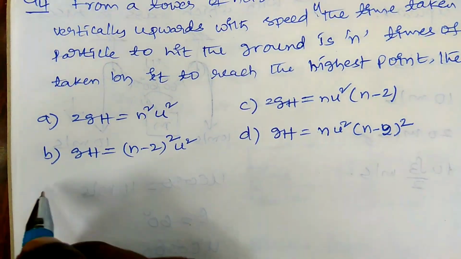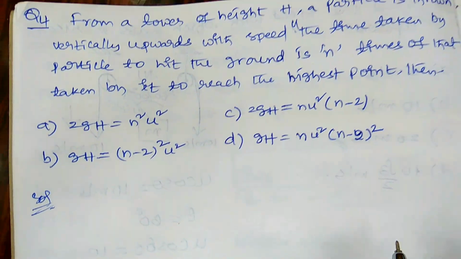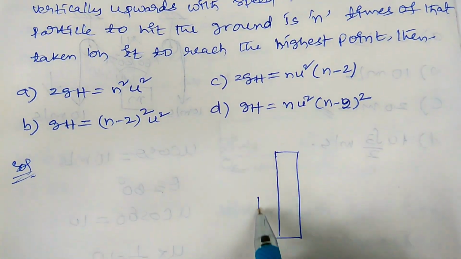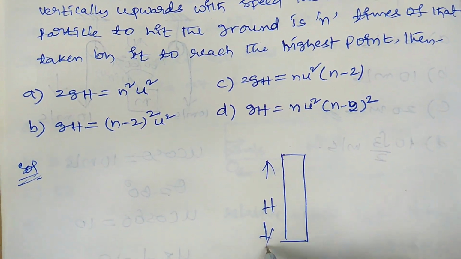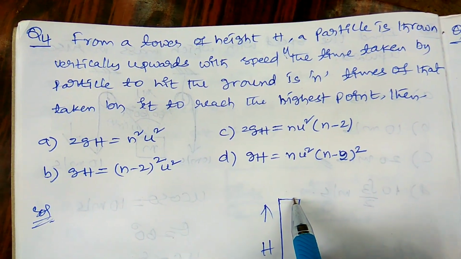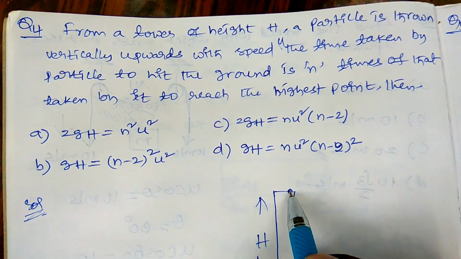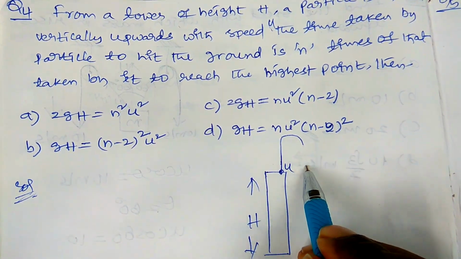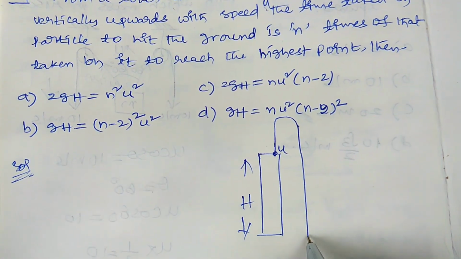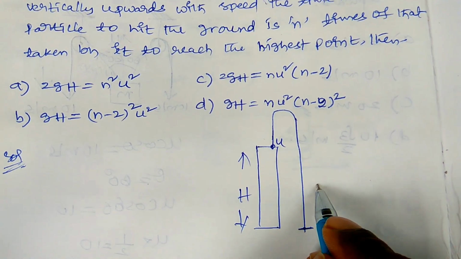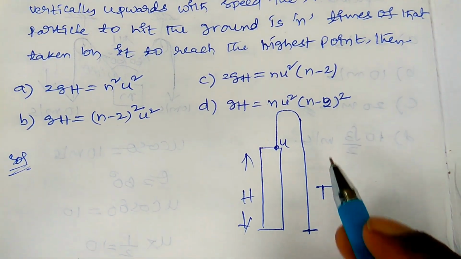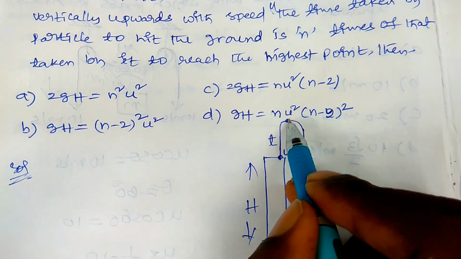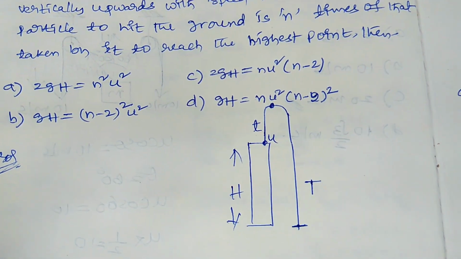Coming to the solution, here there is a tower of height h. So this is the height of the tower, capital H. Here a particle was thrown with initial velocity u. It reaches the maximum height and reaches the ground point. So this is the ground point. The time taken to reach the ground point is capital T. The time taken to reach the maximum height is small t.